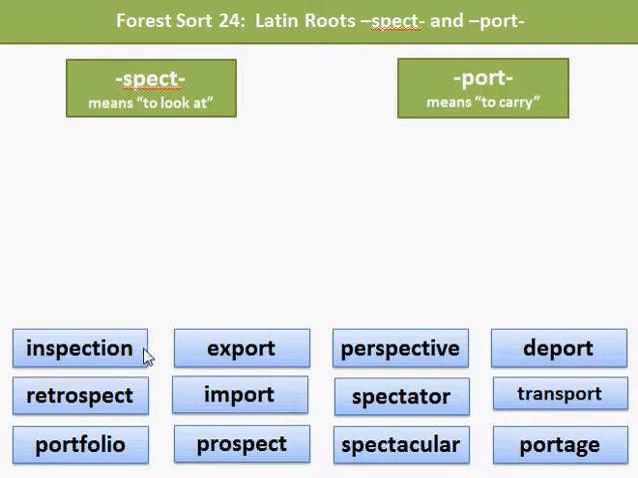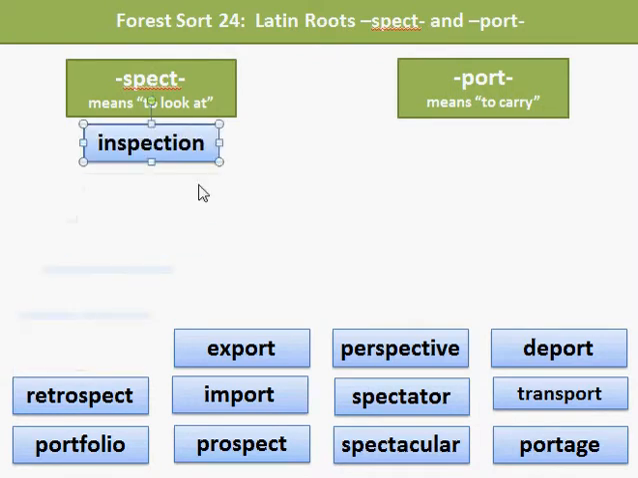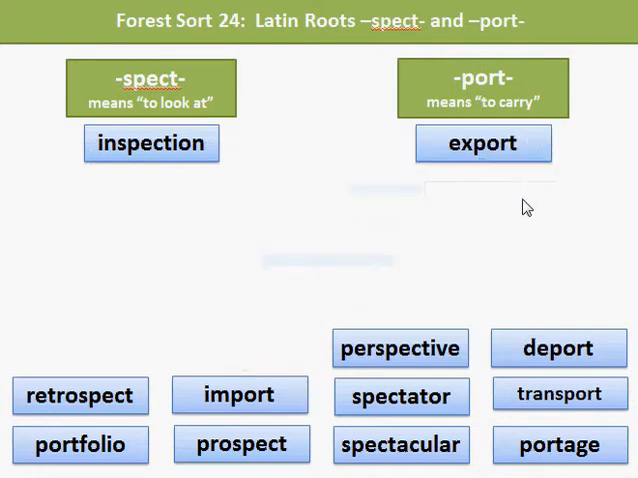Here are our sample words. The word inspection includes the root spect, of course means to look at, but it also has the prefix in and the suffix ion. The prefix in means into, and the suffix ion means the condition or process of. So an inspection is the process of looking into something. Export has the root port and it means to carry, and ex means out of. So export means to carry out of.